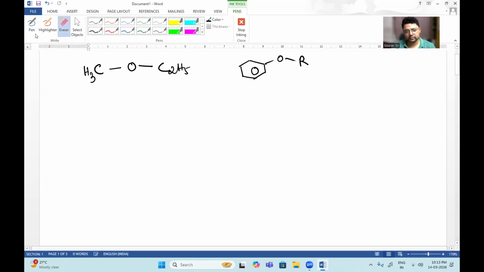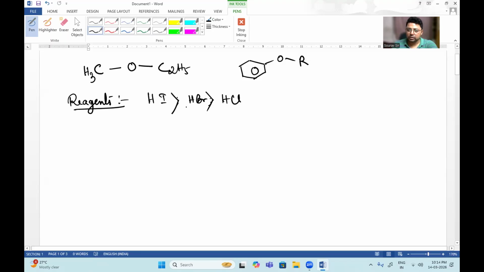To break this, for the cleavage, we need a reagent. So the reagents are basically HI, the most useful reagent, or HBr, or HCl. They can be used, but HI is highly preferred over any of the other reagents. Then HBr, then HCl. If you ask me why, it is because HI is the most acidic among these hydrohalic acids.